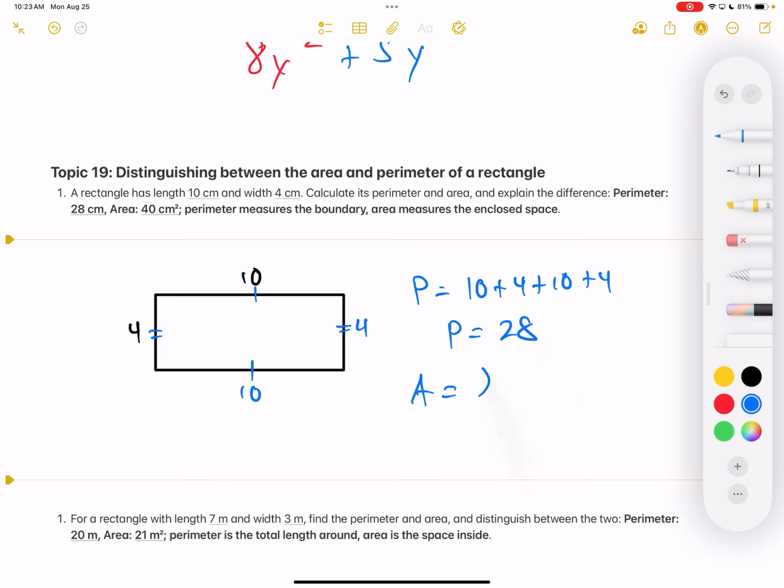My perimeter is the distance around. My area is going to be 10 times 4, which is 40. Well, how does Grok say this? Perimeter measures the boundary and area measures the enclosed space.